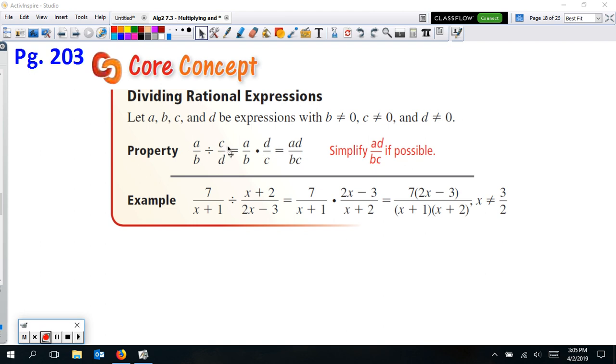When you're dividing fractions, you multiply by the reciprocal, c over d. The reciprocal would be d over c. And then you multiply across the top and across the bottom, or you could cross cancel and then multiply. It says simplify if possible. Of course, we'll do that. That's what we're working on here, trying to get this in the simplest form possible. Alright, so let's go ahead and try a few on our extra practice.